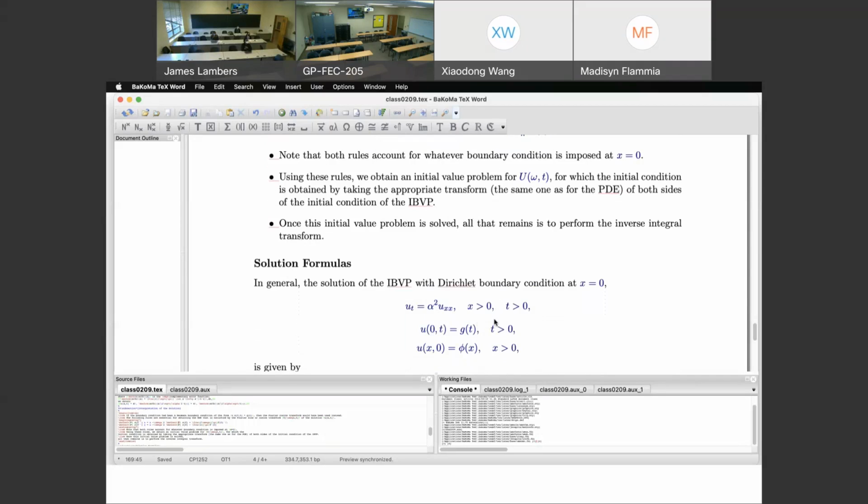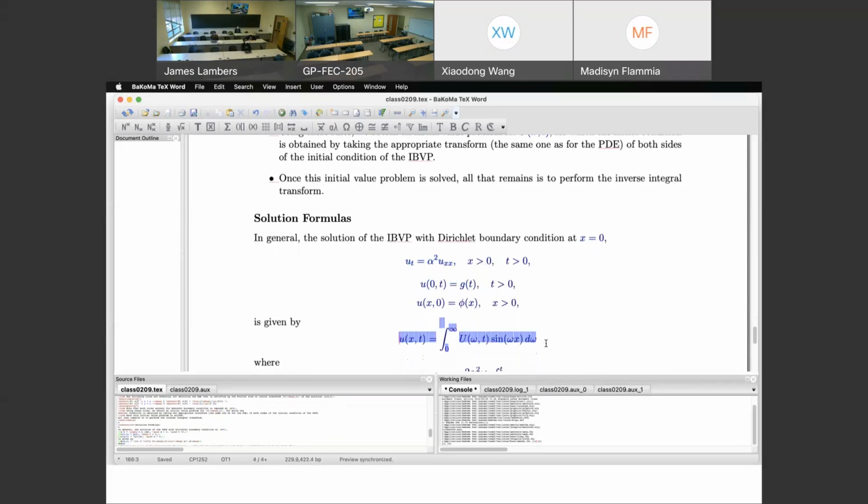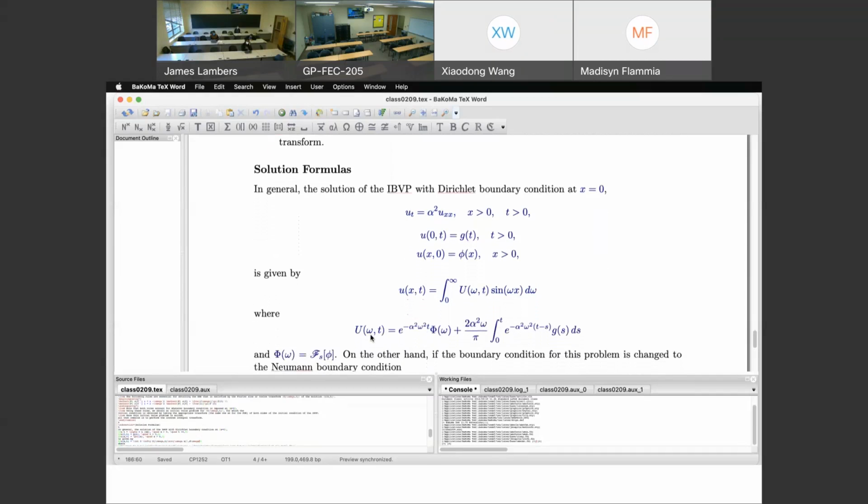Now, for convenience, I have some solution formulas that you can use. If you have the same PDE, the heat equation, on a semi-infinite domain with a Dirichlet boundary condition, you have some function of t specified on the left boundary, and some generic initial condition. Then there's your solution, which is just the inverse Fourier sine transform of capital U of omega t. We know what capital U of omega t is because when we transform this, we know what we're going to get from a previous example. We're going to get a non-homogeneous ODE that you solve.